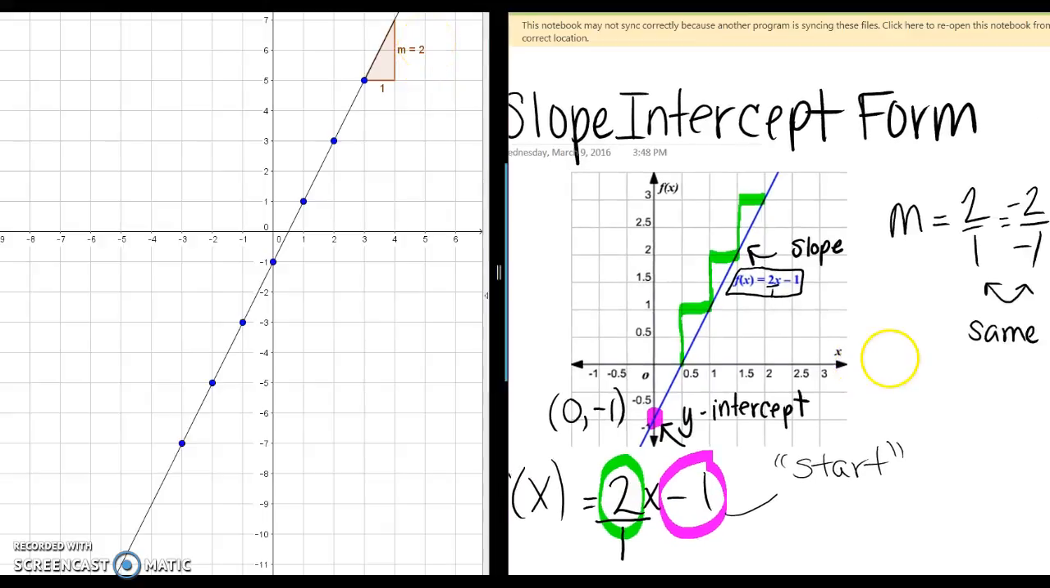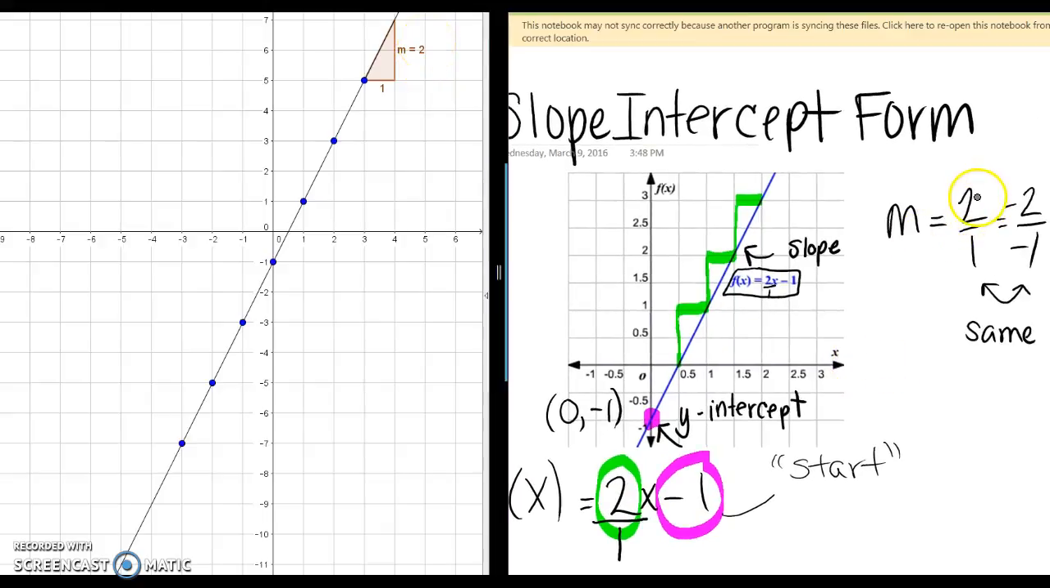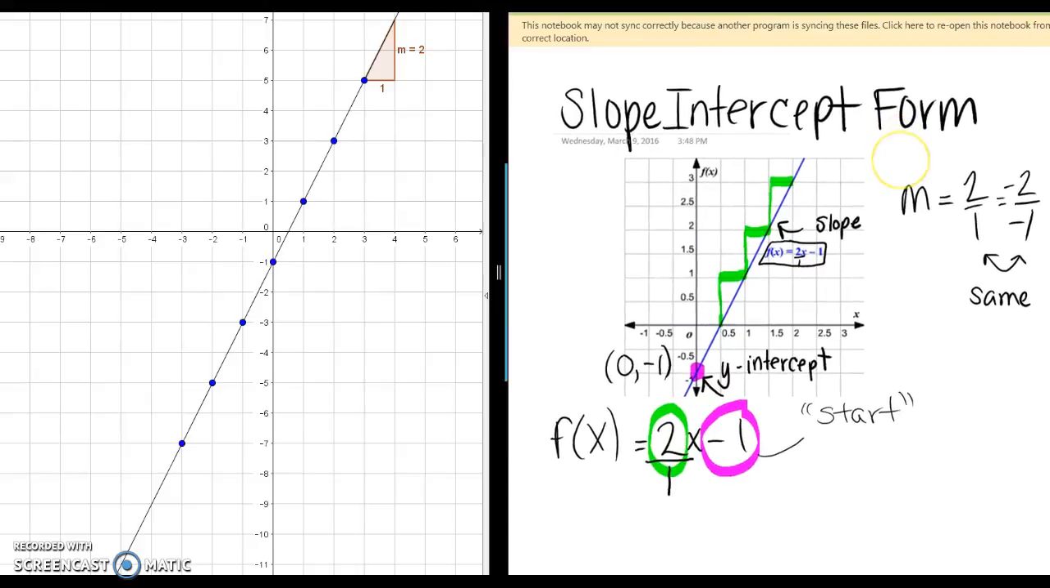And what don't you know? M equals 2, or 2 over 1. So great. Now we have our line graphed over here, which is what I have over here. So that was just a run through of our slope-intercept form and how to graph it.